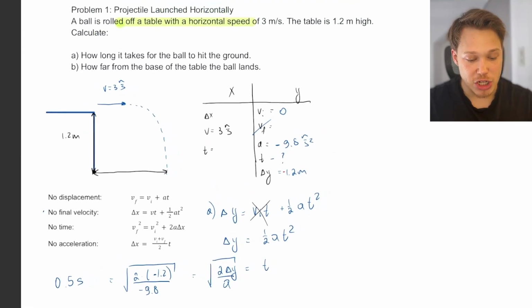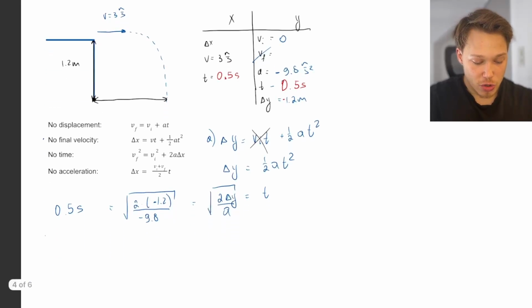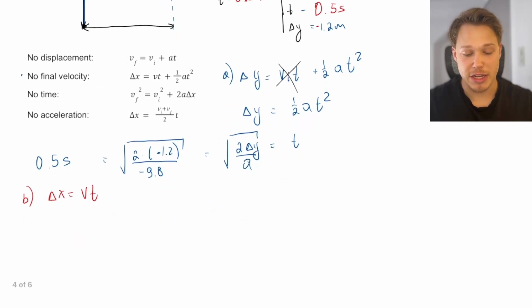Now the second question is, how far from the base of the table does the ball land? Now that we know time, it is the same in both y and x. So we can fill out this part of the table right here, 0.5 seconds. So to solve for delta x, we can just use the equation for constant velocity, which is delta x is equal to velocity times time.